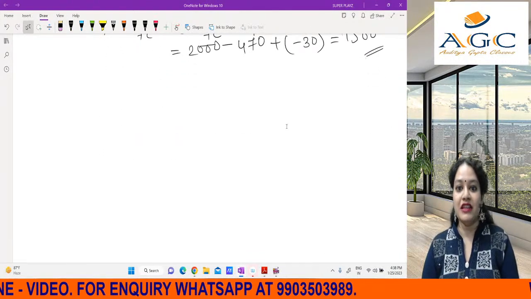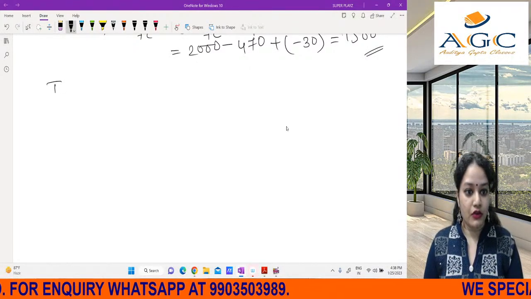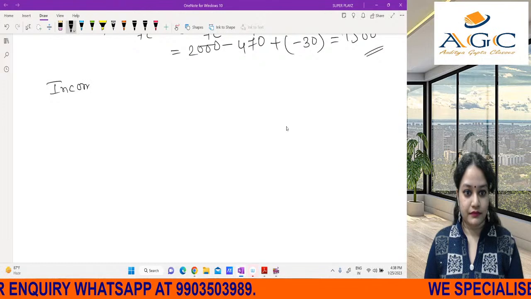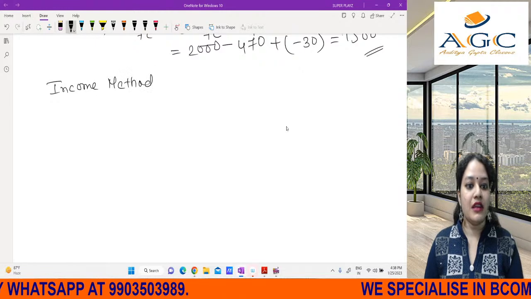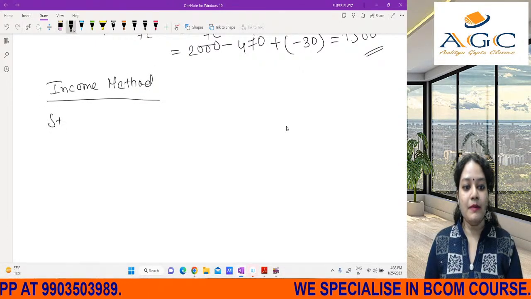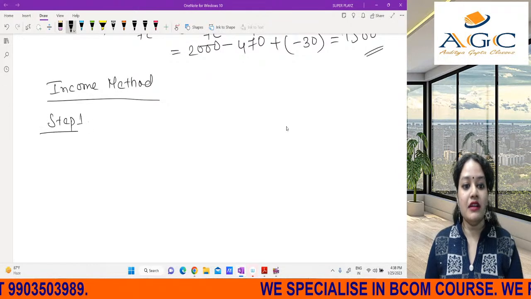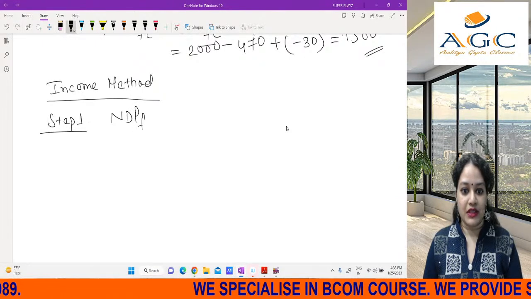Now we will go on to our income method. So value added method is clear to everyone, I hope so. Now we will be jumping on to income method. Just like value added method we had certain steps, for income method also we do have certain steps. What is the first step? Step 1 for income method would be to get our NDPFC.